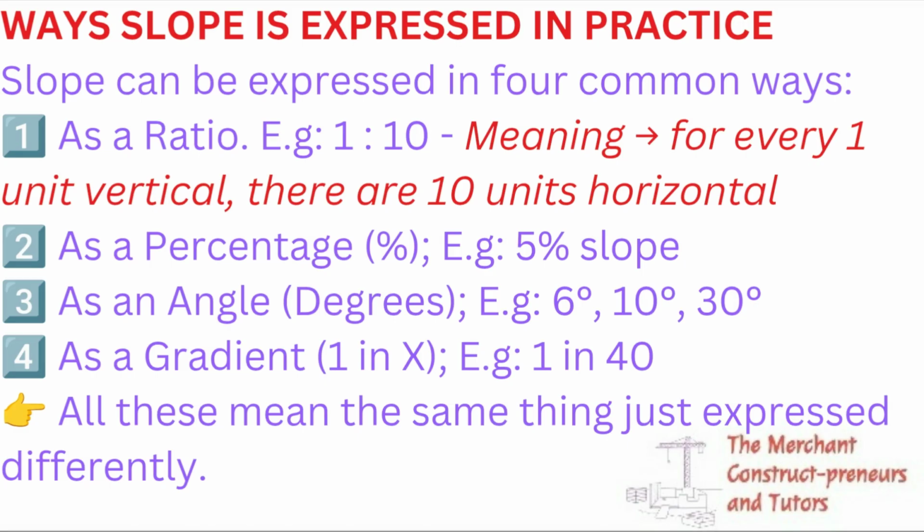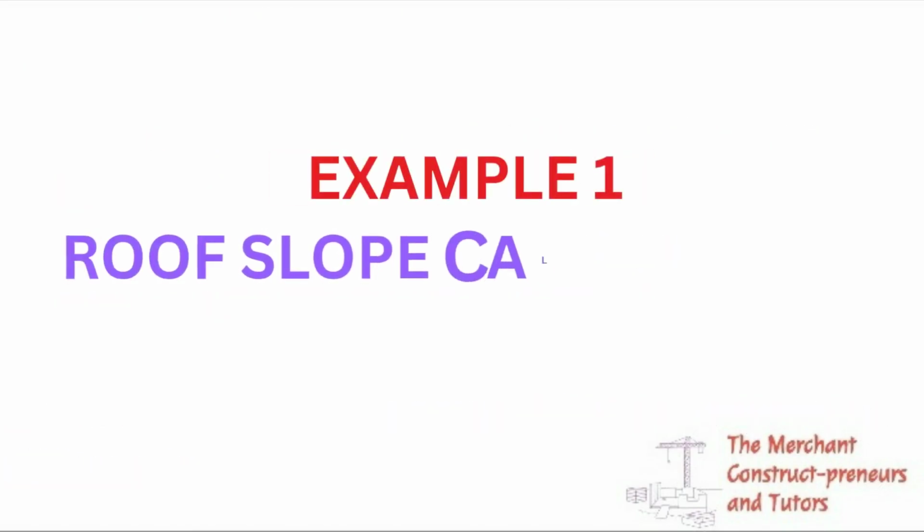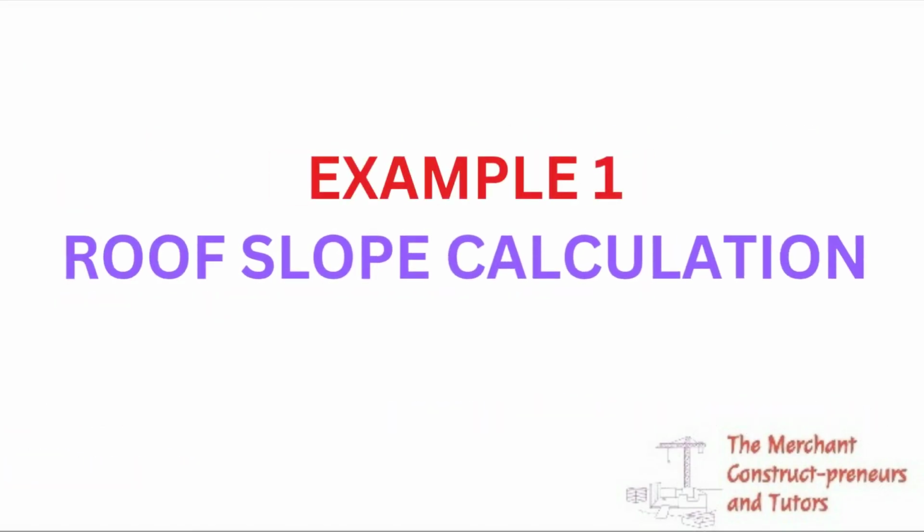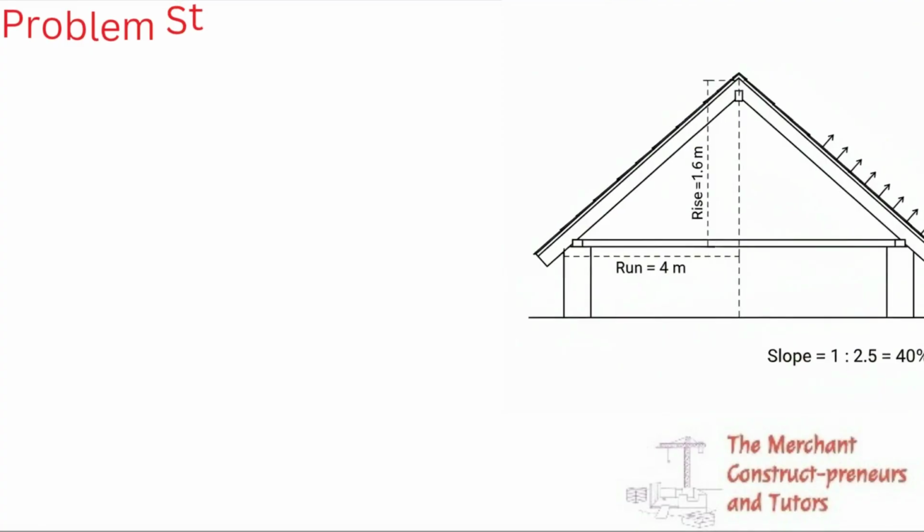Then it's expressed as a percentage. Can be 2%, can be 1%, can be 10%, can be 15%, depending on the use of the road or use of the structure. Then as an angle, right? Degrees, whether it is 5 degrees, 10 degrees, 15 degrees, irrespective of what it is.